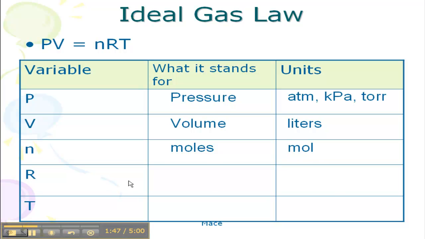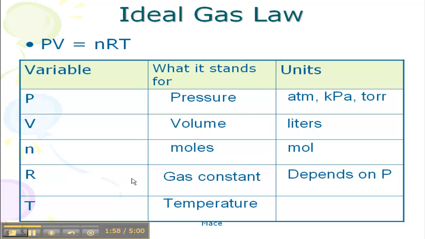Now, R is what we call the ideal gas constant, and its unit is going to depend on pressure. So we will look at the ideal gas constant separately. T stands for temperature, and this must be in Kelvin. So you always have to have liters, moles, and Kelvin. For the pressure units, as long as P and R go together, then you're okay.